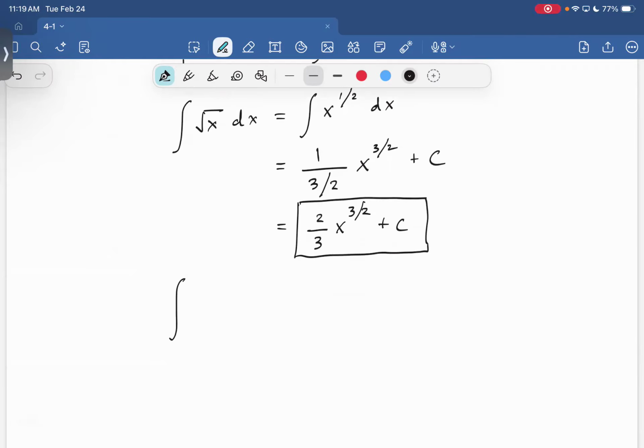Let's say we had the integral of x squared plus x cubed over the square root of x dx. Any ideas for the first step to do this? Any ideas? Separate into 2 fractions. Good.